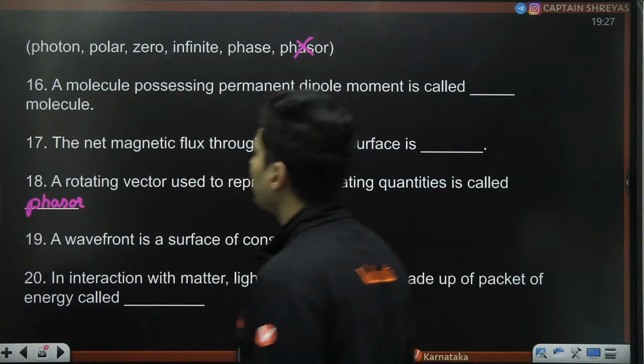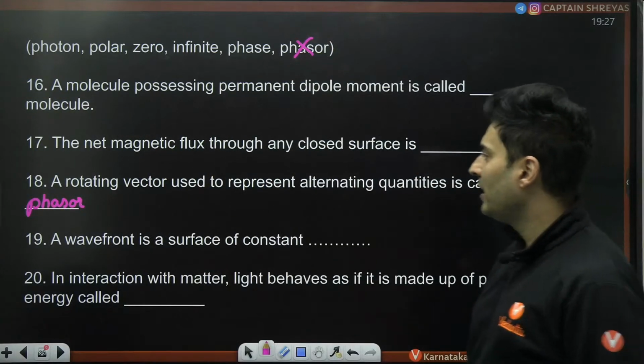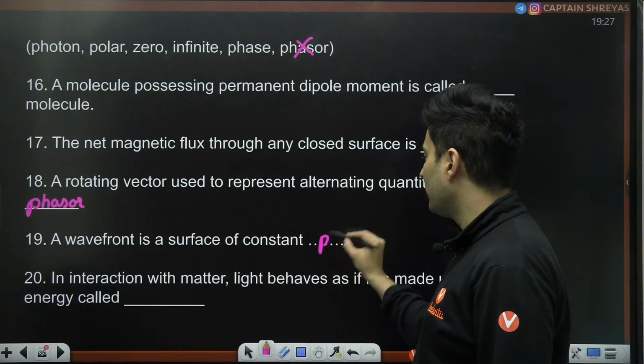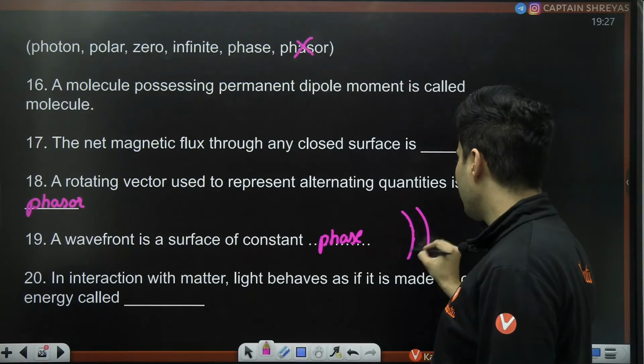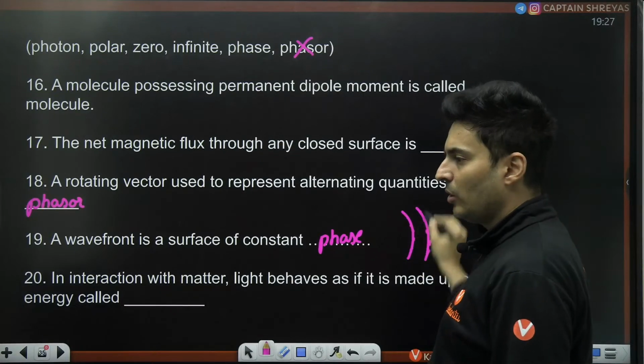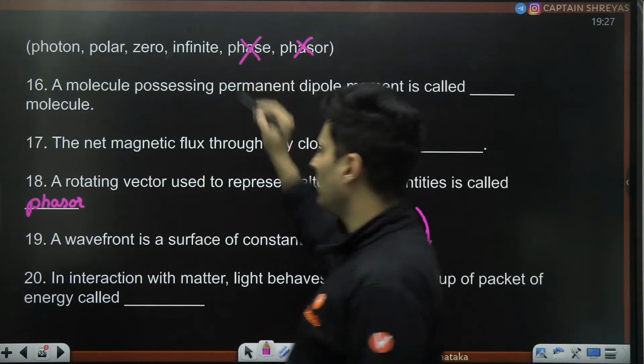Then next, a wavefront is a surface with constant what? Phase. Yes, a wavefront will have all these particles with the same phase, crest or trough. Okay, so phase is also gone.